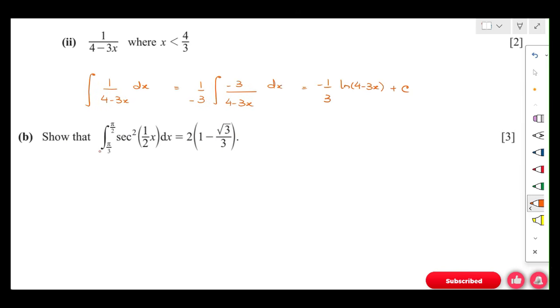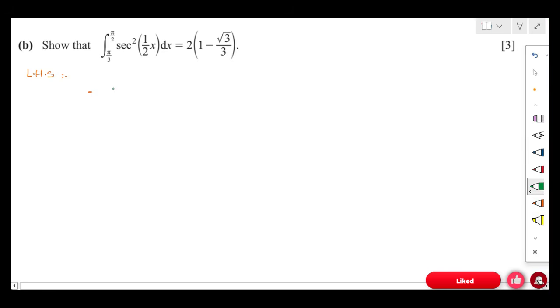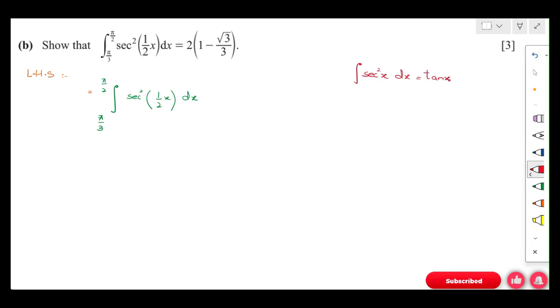Now for part B, show that this integral equals this. Let me start from the left hand side and prove the right hand side. So we have to do the integration from pi by 3 till pi by 2 of secant square of half x dx. Here we apply the formula that the integration of secant square x dx is always equal to tan x plus some constant of integration, right?